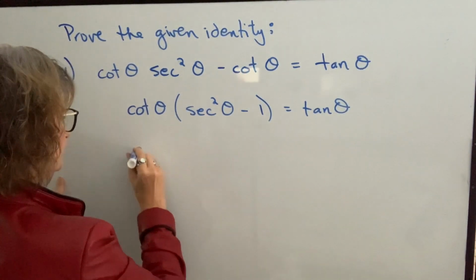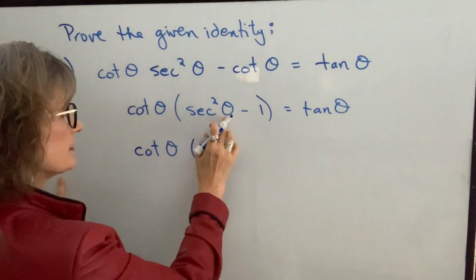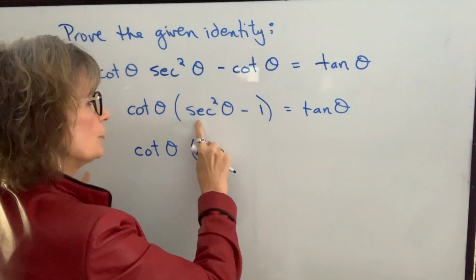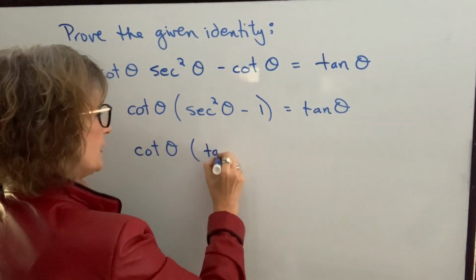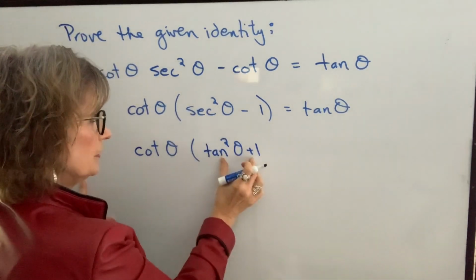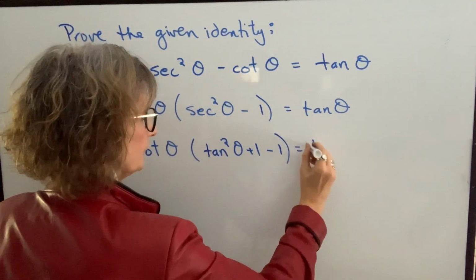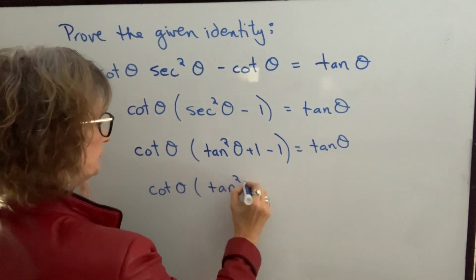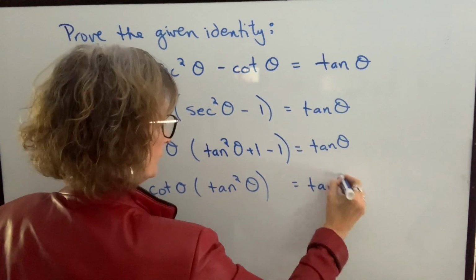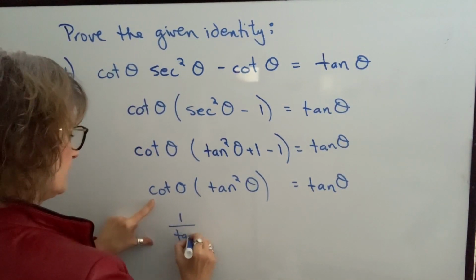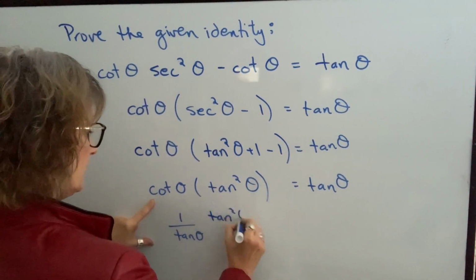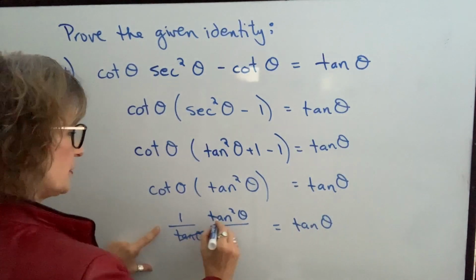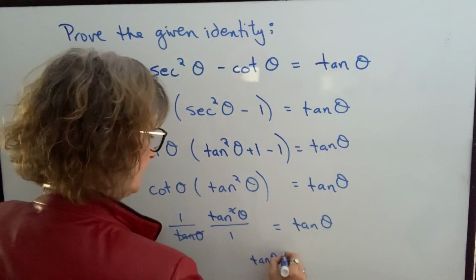So I can do it two ways. If you can recognize that secant squared theta minus 1 is equal to tan squared theta, you can plug tan squared theta in, or you can replace secant squared theta with tan squared theta plus 1, because that's what it's equal to. And then I still have this minus 1. So this is just equal to tan squared theta. Now, cotangent can be written as 1 over tangent. This is tan squared theta over 1. Cancel a factor of tangent theta in the numerator and the denominator, and I'm left with tan theta, which is what I wanted.